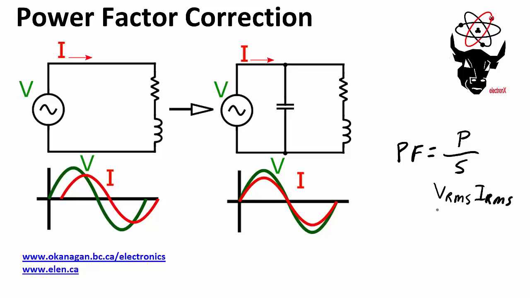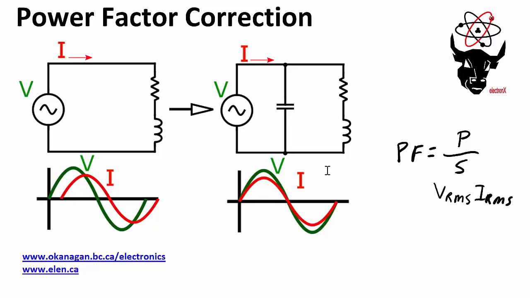Because if your current and voltage are in phase, then your S and your P are going to be the same. And power factor correction involves converting a circuit where the voltage and the current are not in phase with each other to a circuit where the voltage and current are closer to in phase with each other. And if they're perfectly in phase, then your power factor will be 1, and that is the ideal situation.